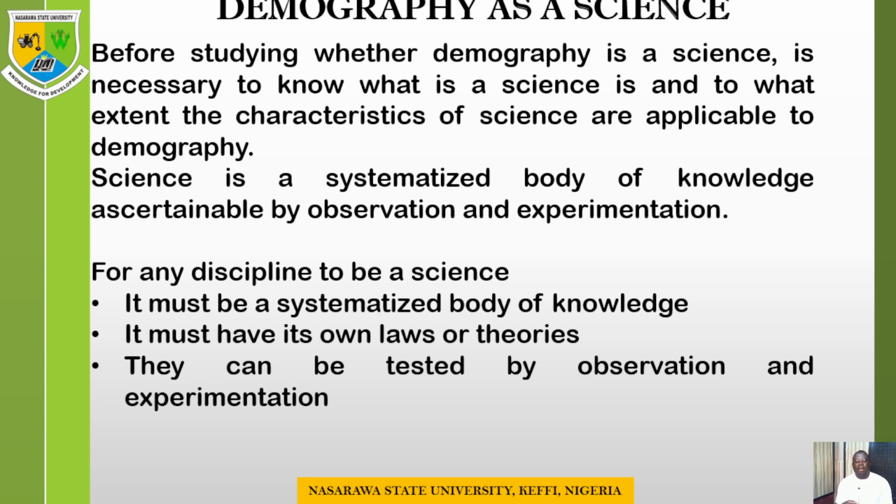Some people say science is an organized body of knowledge. We said it is an organized, systematic body of knowledge, and it has to be done through observation and experimentation. Now, for any discipline, for any area of specialization to be a science, it must possess some features. Let's look at some of these features.